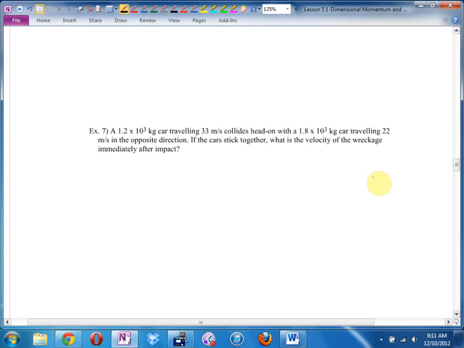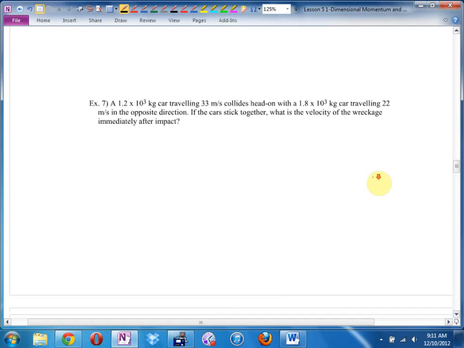Example 7. A 1.2 times 10 to the third kilogram car traveling 33 meters per second collides head-on with a 1.8 times 10 to the third kilogram car traveling 22 meters per second in the opposite direction. You know what? That's an important phrase. I'll underline that, in the opposite direction. If the cars stick together, what's the velocity of the wreckage immediately after impact? Ben, is there a collision? This was like a job for momentum.